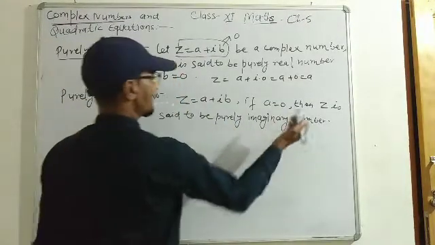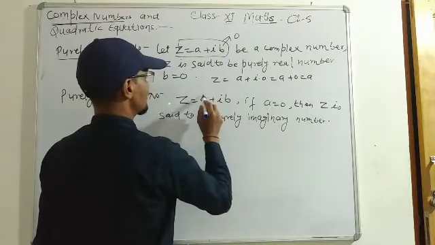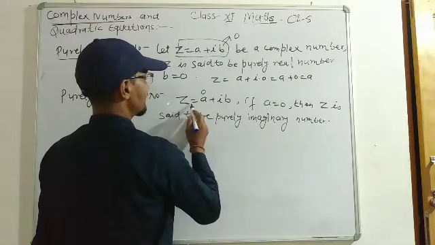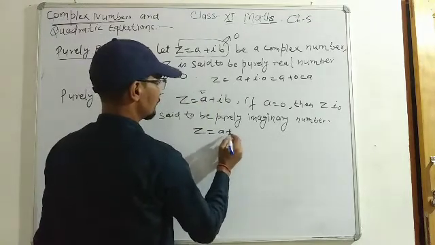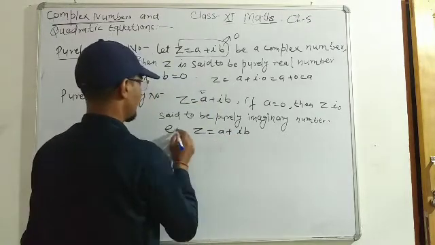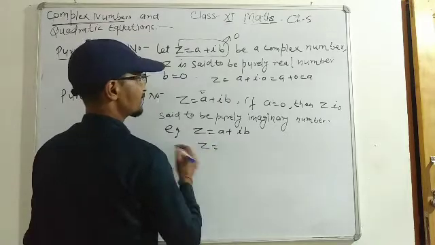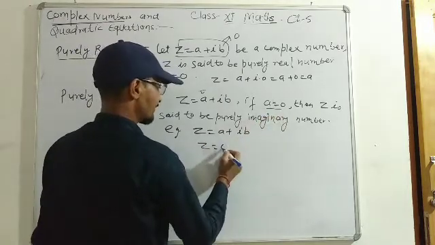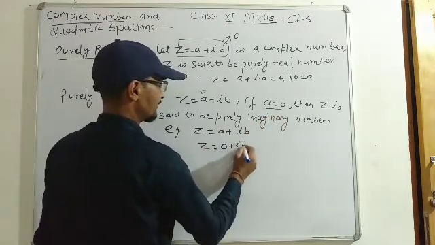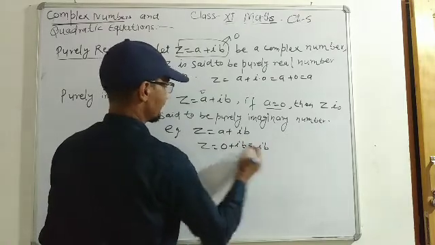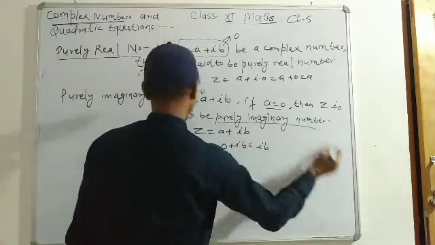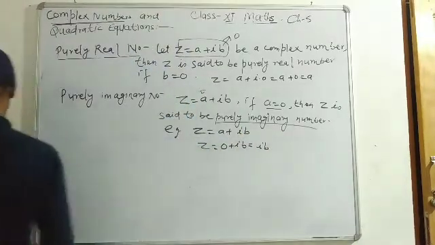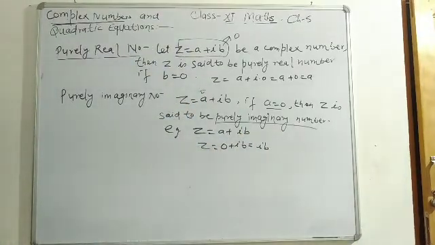Now purely imaginary: in this case, a becomes 0. If the value of a is 0, then z is equal to a plus ib becomes 0 plus ib, so z is equal to ib. This is known as a purely imaginary number of the complex numbers.